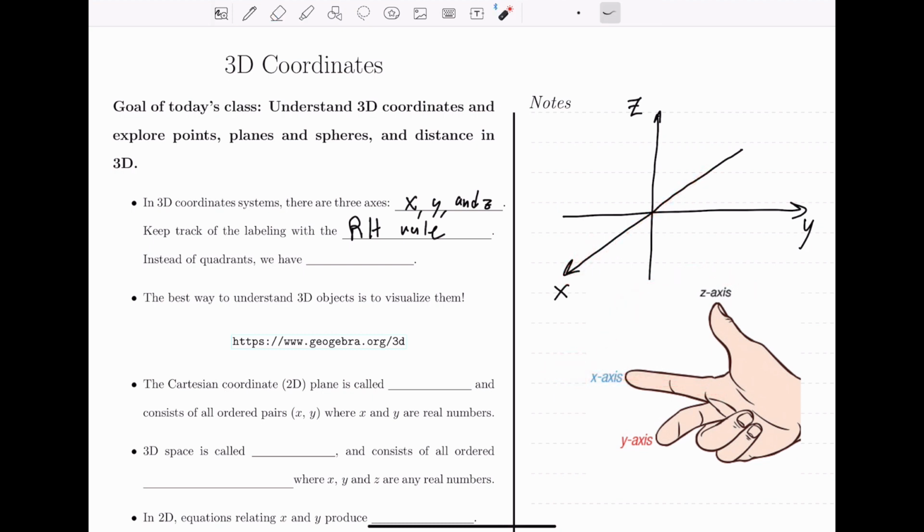Let's talk about some more terminology for 3-dimensional coordinate systems. Instead of quadrants, which is what we have with 2 dimensions, we have octants.